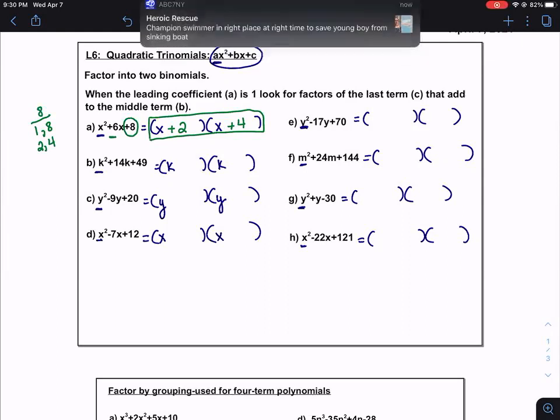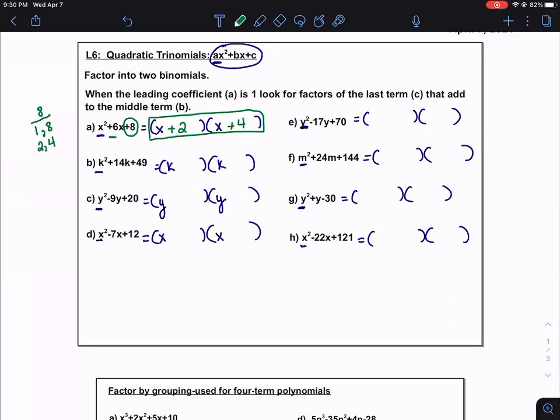Okay, so I'm going to do the first with you, and then you guys will be able to do the other 4 without me. Okay, so again, we decided k times k. So we're looking for 2 numbers that multiply to 49, but add to 14. 1 and 49 do not. The only other factors of 49 are 7 and 7, and they do. And since the last term is positive and the middle is positive, positive 7 and positive 7.